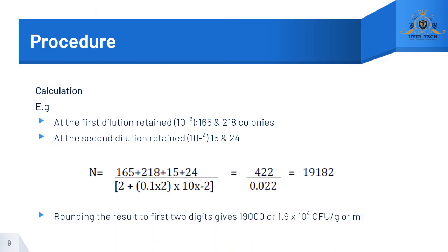Calculation example: at the first dilution, which is 10 power minus 2, we got one plate with 165 and another plate with 218 colonies. At the second dilution, 10 power minus 3, the first plate we got 15 and the second plate we got 24. So the formula will be N is equal to the sum of C divided by N1 plus 0.1 into N2, close the bracket, into D.